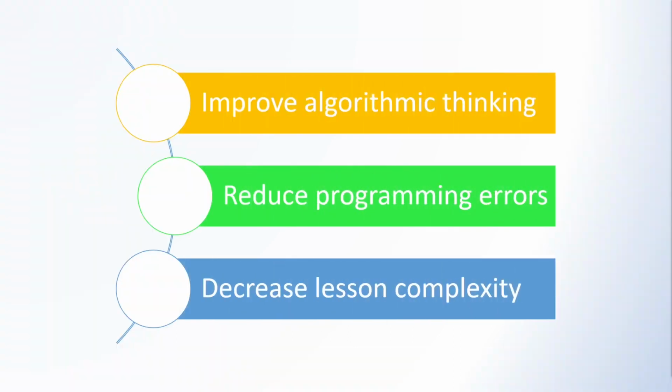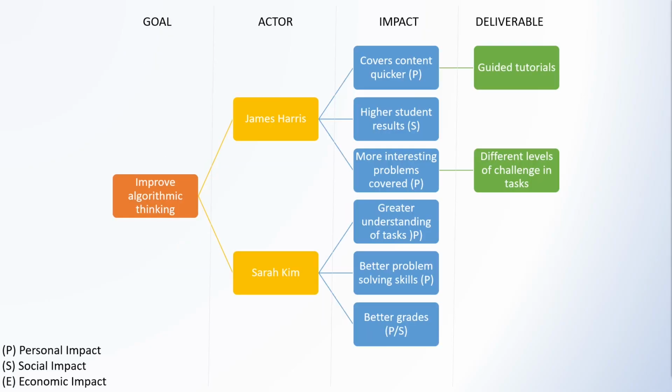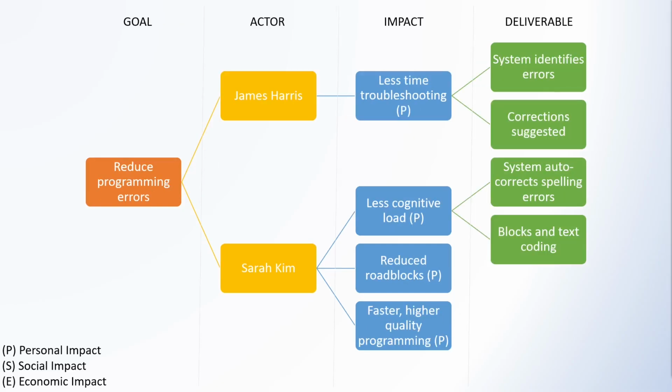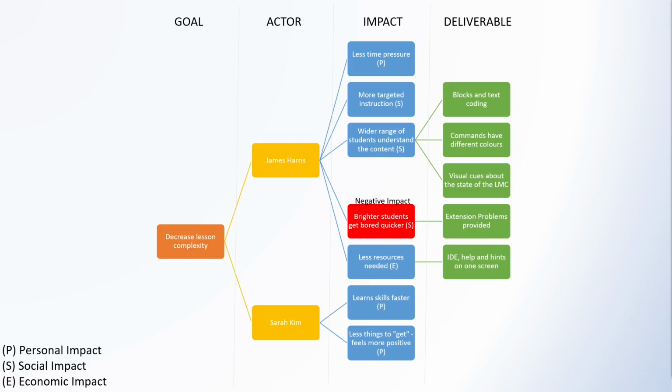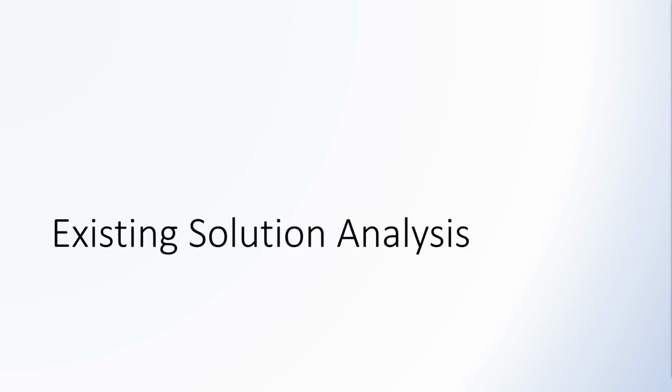After consideration of the users, a number of explicit system goals were obtained and impact models developed. The first goal is to improve algorithmic thinking, then reduce programming errors, and then decrease lexicon complexity. Additional personal impacts for James Harris include a higher level of personal satisfaction from teaching his students and less setup time in the classroom. Socially, he should hear more positive affirmation from students about the subject and increased long-term student retention. Sarah Kim should be able to develop better relations with her parents, as she can grasp what they do for a living and further understand their passions.